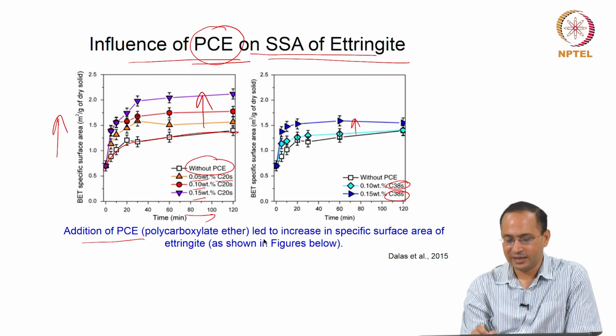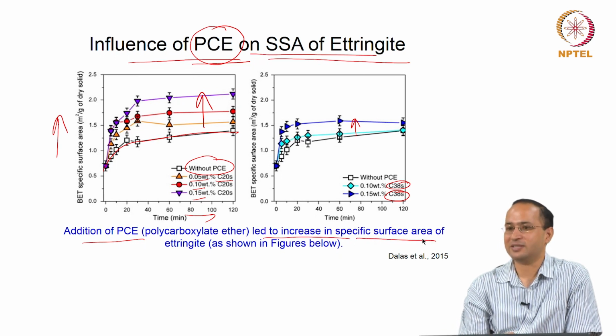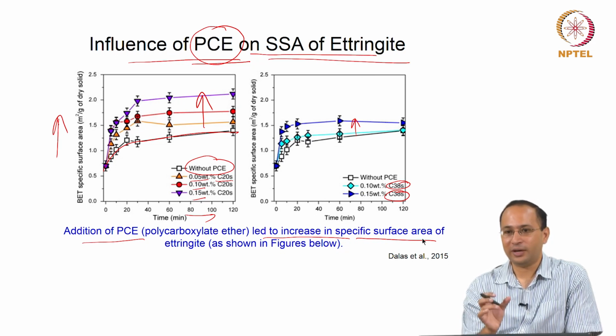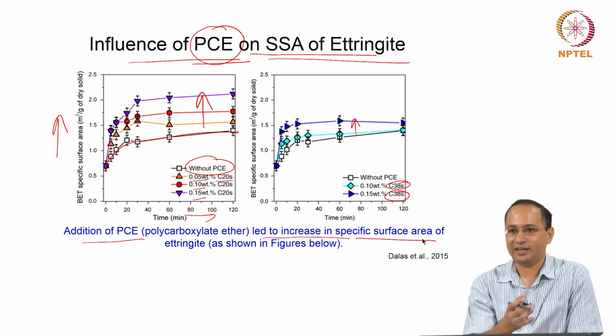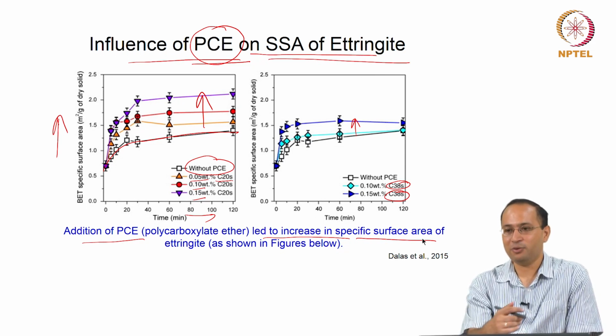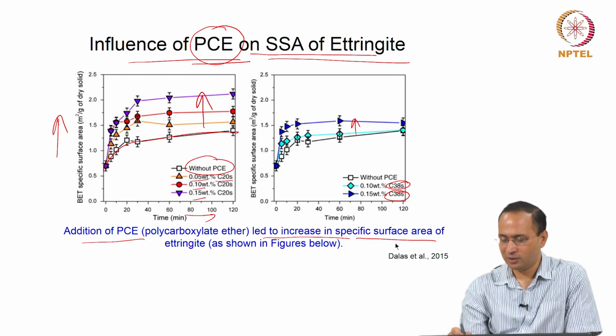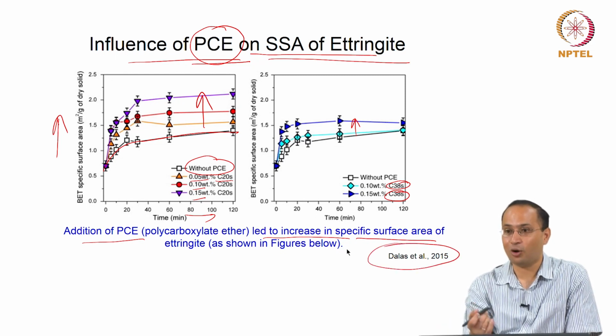Addition of PCE in this case led to an increase in specific surface area of Ettringite. So, these kind of things can be monitored using nitrogen adsorption, right. If you want to look at the interaction, what happens to surface area, it tells you definitely that something is happening. Anyway, we are not going into detail; for details you can refer to the paper here, what is the cause, what is happening, but these are the changes which you can capture using the nitrogen adsorption test.